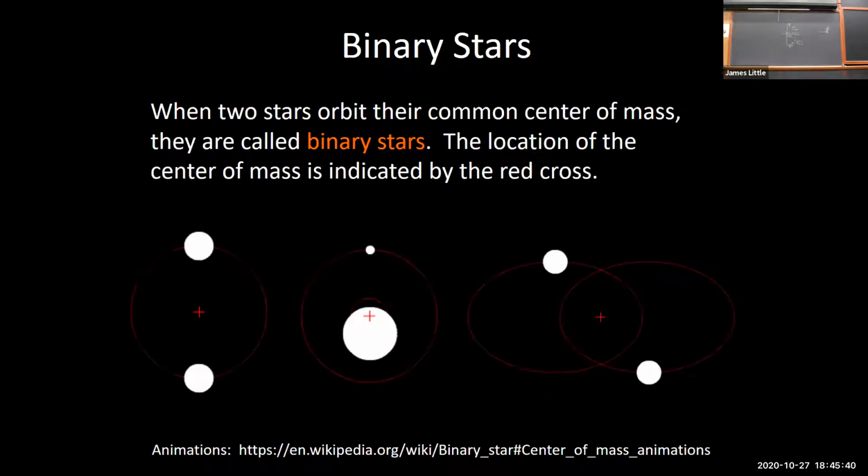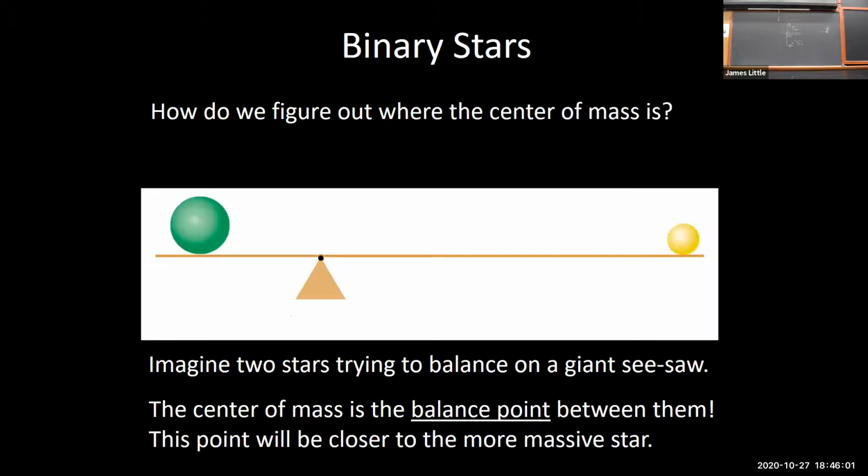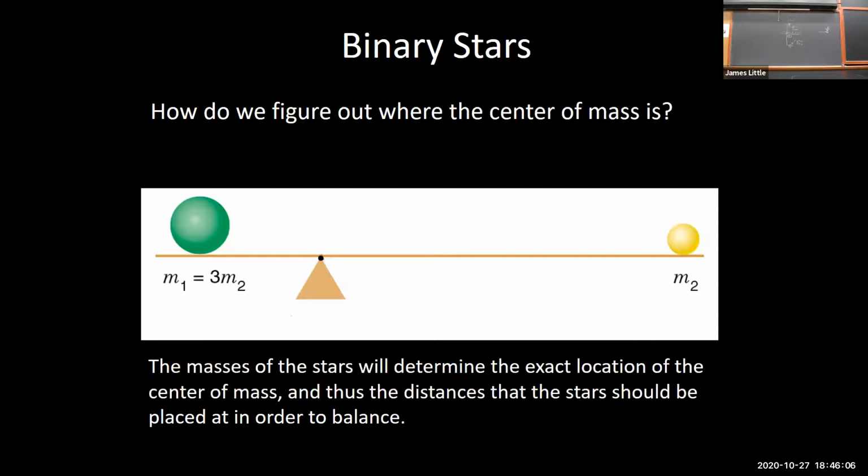When two stars orbit a common center of mass, they're called binary stars. The location of the center of mass is indicated by a red cross. So imagine two stars trying to balance on a giant seesaw. If you can get them to balance, you know where the center of mass is, so you know what the relative mass of one star versus another is. It's the balance point. This point is always closer to the more massive star.